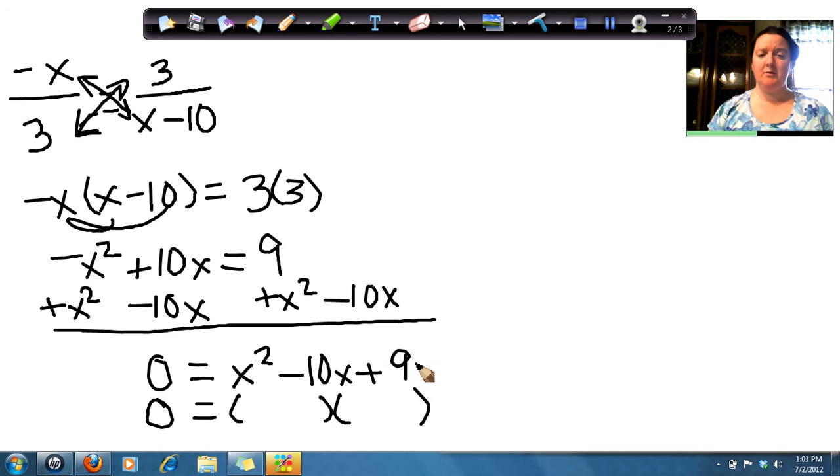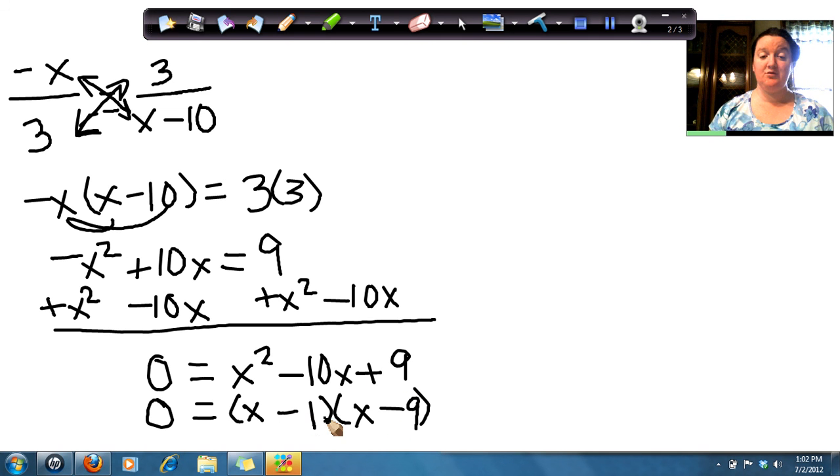We want to think about what multiplies together to give us 9, but adds together to give us a negative 10. Well, if I take a negative 9 times a negative 1, that'll give me a negative 10. So I'm going to put that back in, a negative 9 and a negative 1. And in the front I'm going to have my x. So if I look at my inside term, that would give me a negative 1x. My outside term would give me a negative 9x. If I added them together, I'd get the negative 10x for my middle term. If I take the negative 1 times the negative 9, I'll get a positive 9.